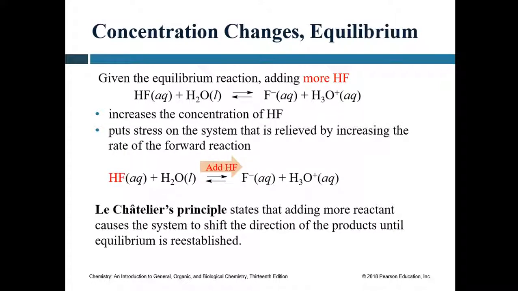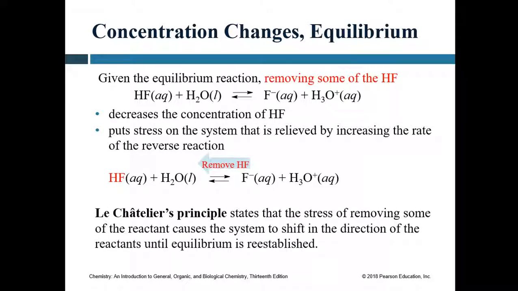All right, so let's do this chemically. If we have this equation and I add more HF, like putting more water in this particular tank, what happens? The reaction is going to go forward more and produce more of this. When it does, it's going to produce more of the hydronium ion concentration, which is the strong acid. Le Chatelier's principle states that adding more reactant causes the equilibrium to shift in the direction of the products until the equilibrium is reestablished.